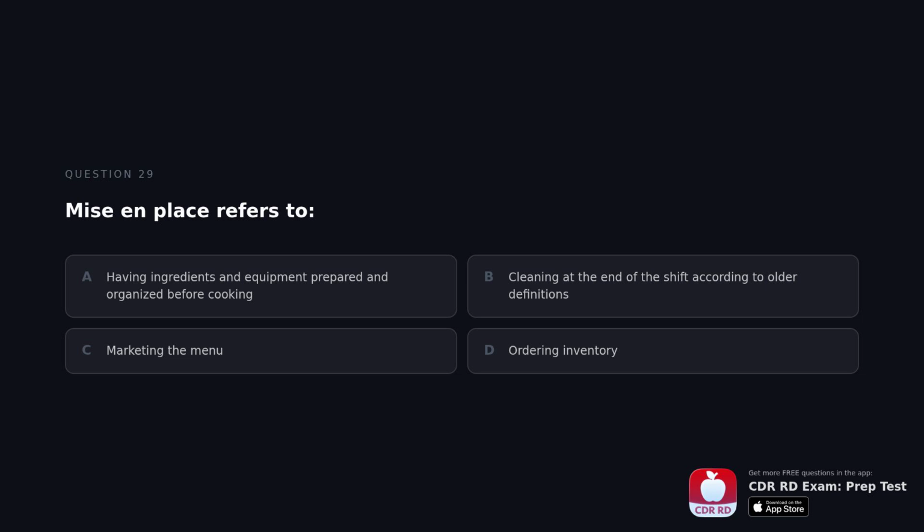Having ingredients and equipment prepared and organized before cooking. B. Cleaning at the end of the shift according to older definitions. C. Marketing the menu. D. Ordering inventory.